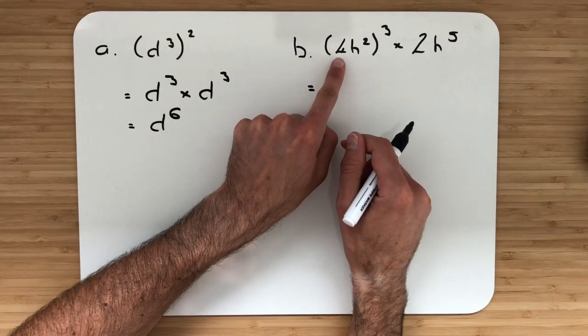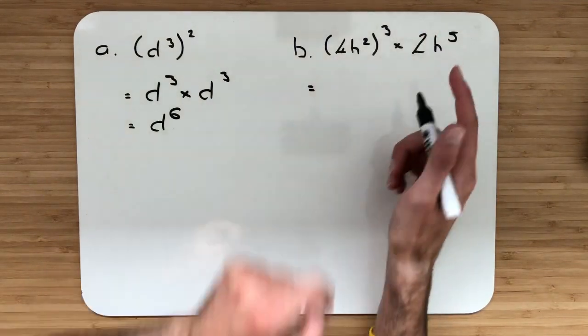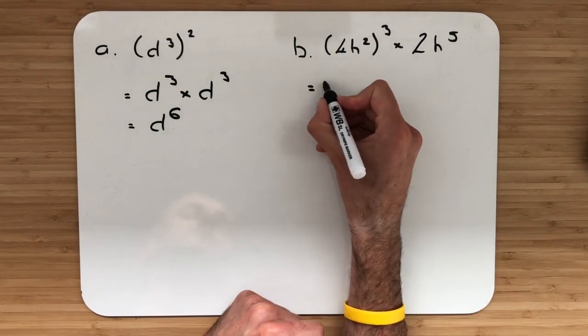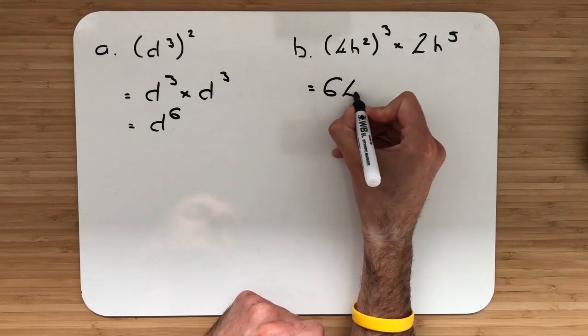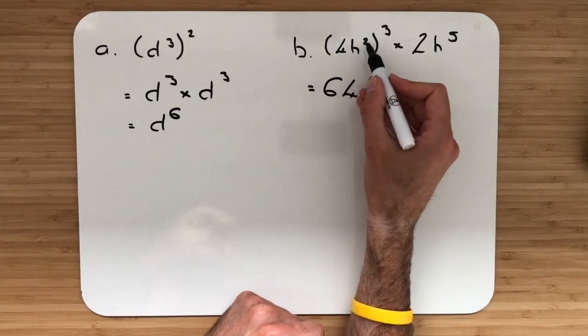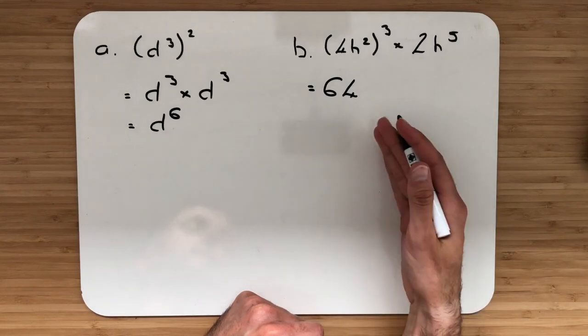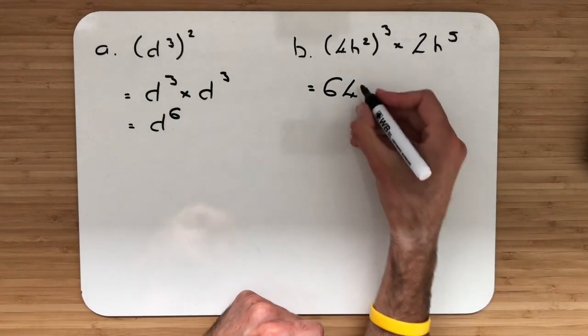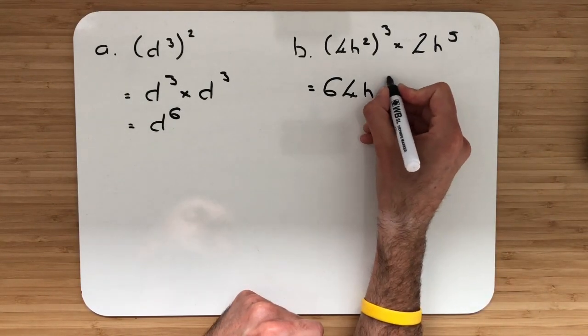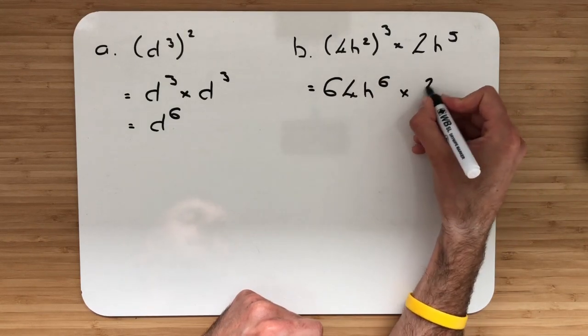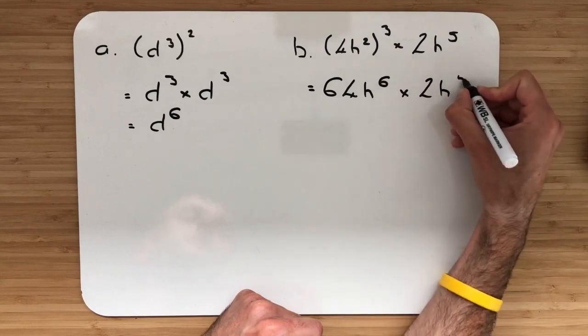First things first, 4 cubed. So 4 cubed is 4 multiplied by 4 multiplied by 4. So that should give me 64. H squared all cubed means h squared multiplied by h squared multiplied by h squared. So that should be h to the power of 6. I'm then going to multiply it by 2h to the power of 5.